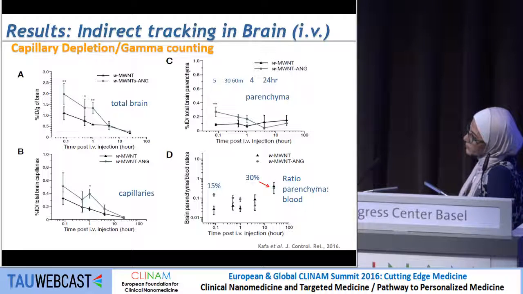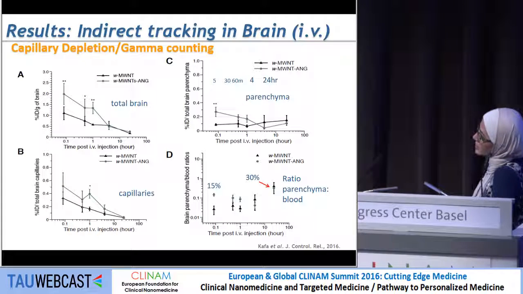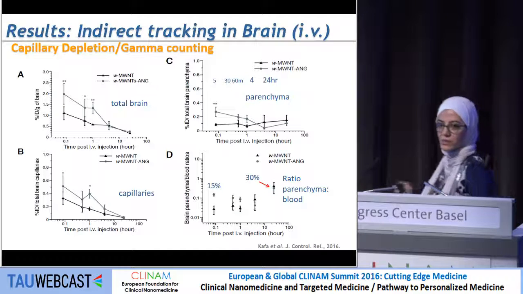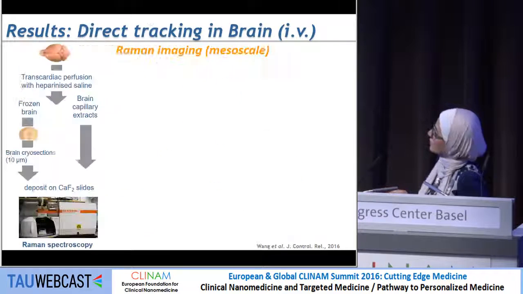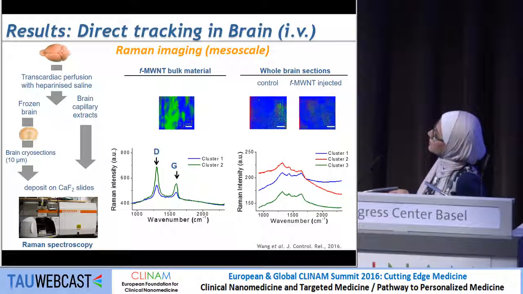So this is the blood to brain parenchyma ratio, and you can see our ratio is above 0.1, which means more than 10% of the amount in the blood is actually going to the brain. Most CNS active drugs have about this value, so we have the potential that this could be used as a CNS delivery system. So with Raman imaging, we want to look at the direct imaging of the CNTs.